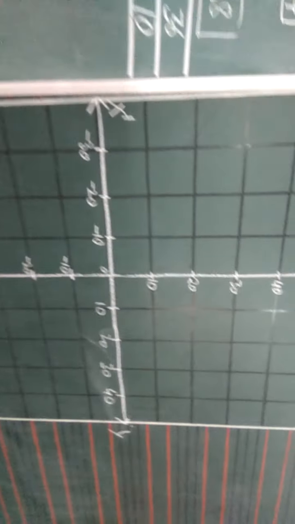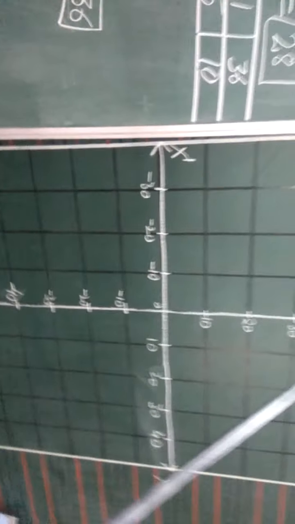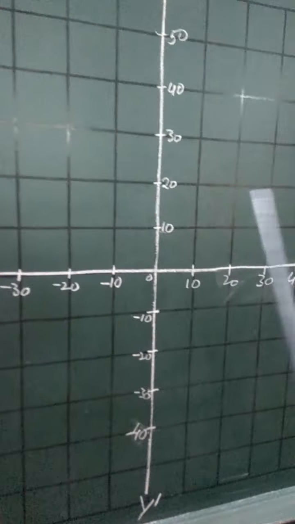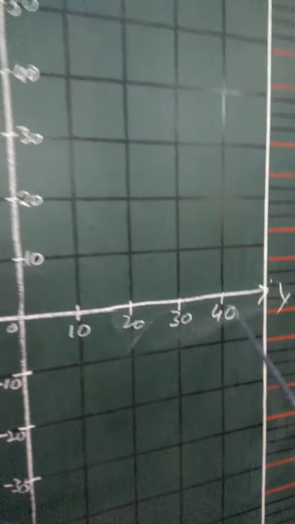Now let us make the graph. Dear students, you have to draw a graph. You have to plot these lines on a graph sheet. The horizontal axis is the x-axis and the vertical axis is the y-axis, right? So let us start plotting the values.